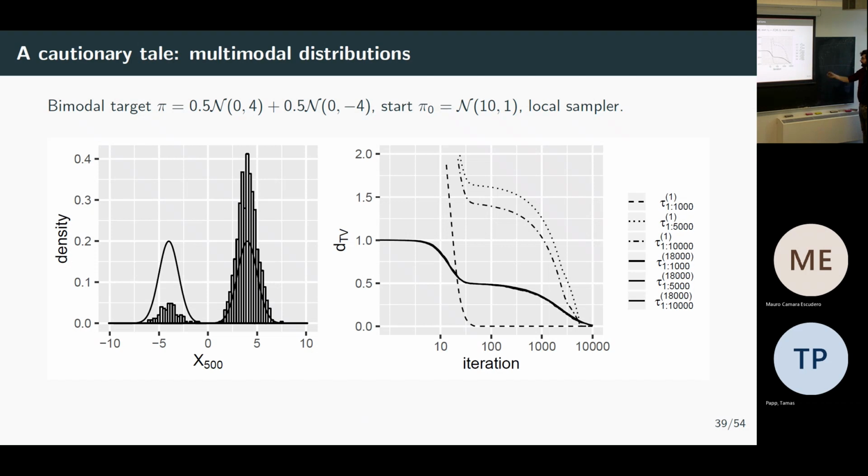But if you increase the lag, this is a ridiculously large lag of 18,000, I think, for this problem, then the bounds at sample size 1,000, 5,000, and 10,000 all look pretty similar. So in this case, we get an accurate picture of convergence.